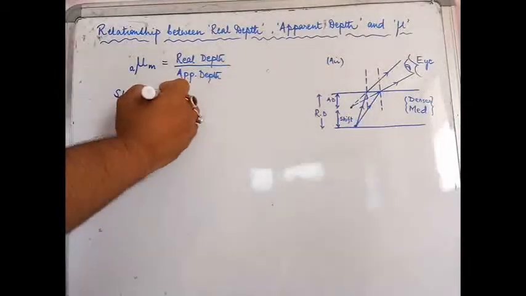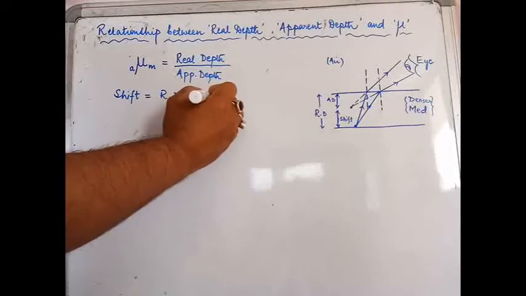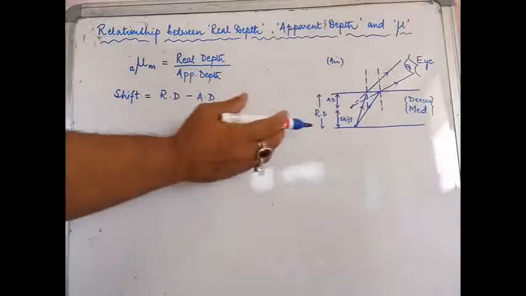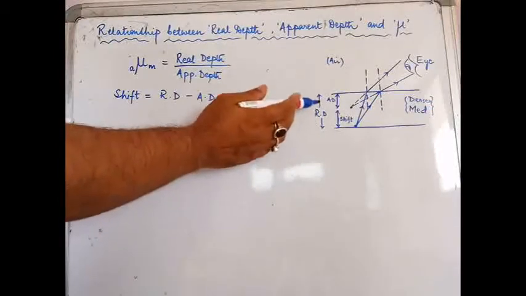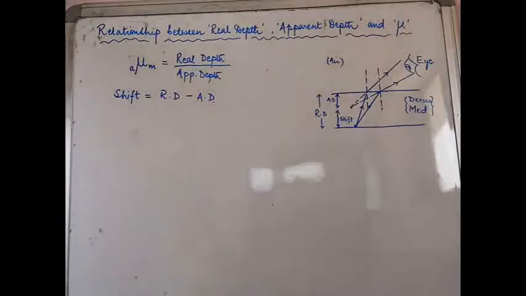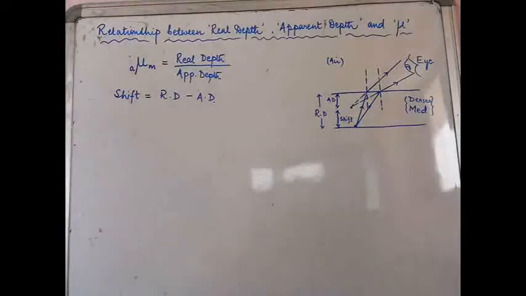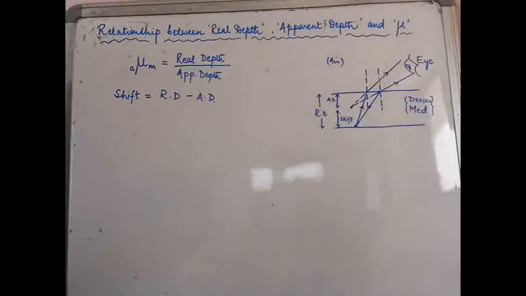can be written as the real depth minus the apparent depth. Okay, because this full thing is the real depth. If you subtract the apparent depth portion, you will get the leftover portion, which is known as the shift. Okay, so these are the two things that we have to continuously keep operating on, because these will be the two things required for the solution of our numericals.